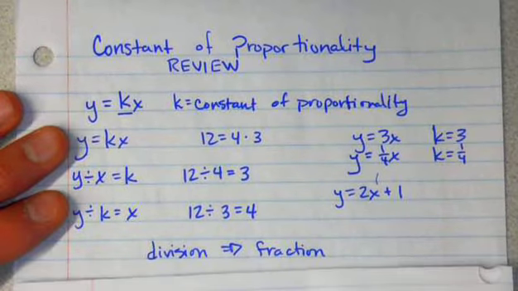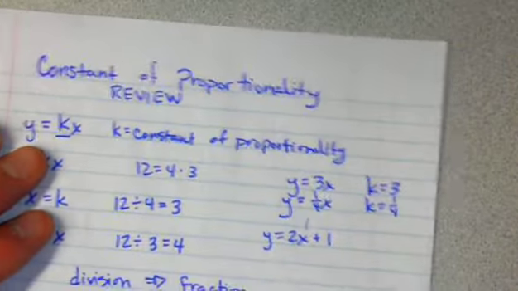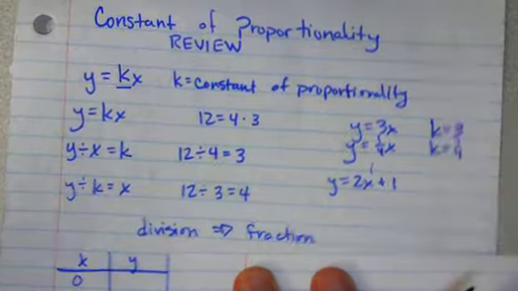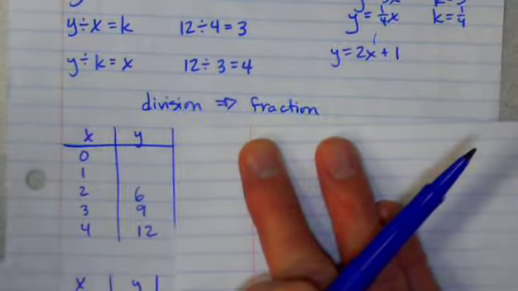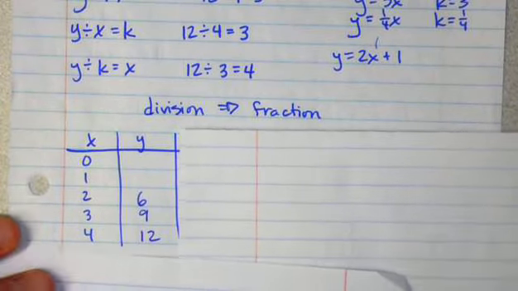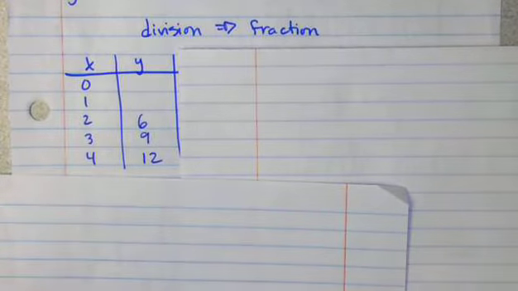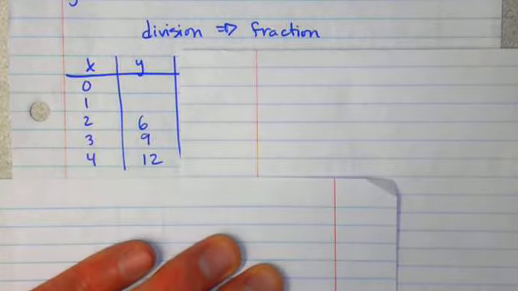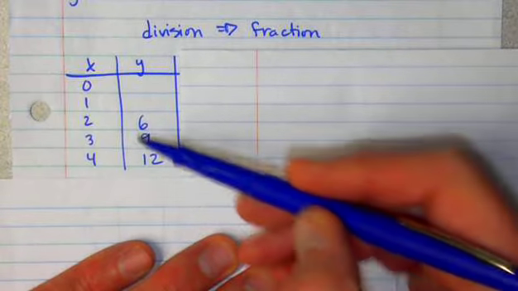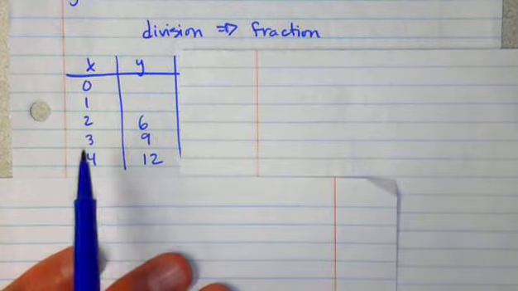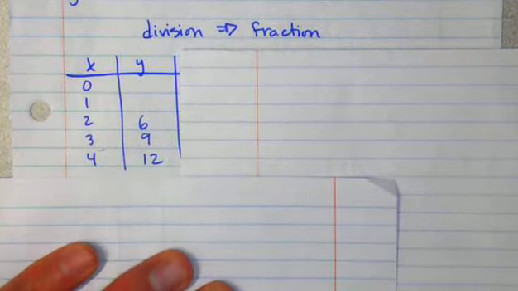Let's look at this in a table. Okay, here's a table. And I have some x values and some y values. 2, 6, 3, 9, 4, 12. It looks like we have this increase of 3 every time. And we can find that multiplier, 2 times 3, 3 times 3, 4 times 3. So this one's fairly straightforward.